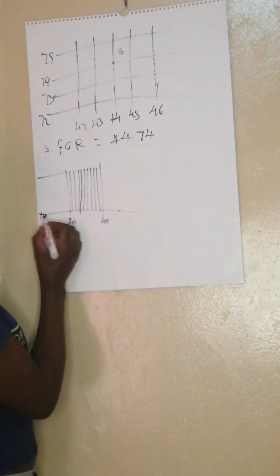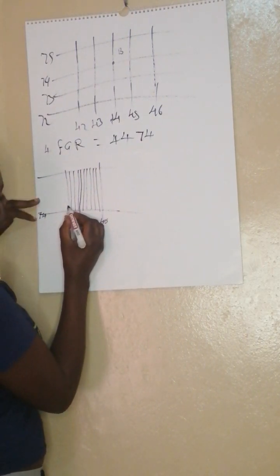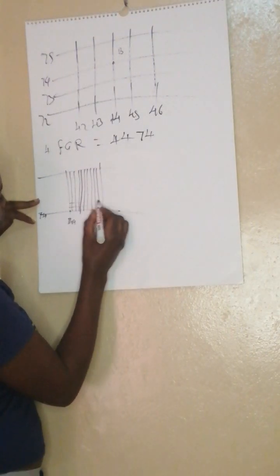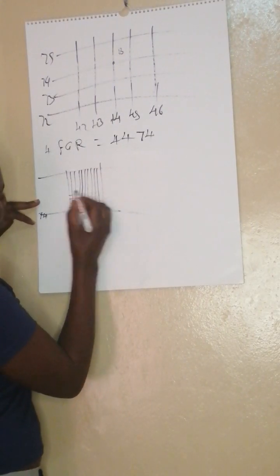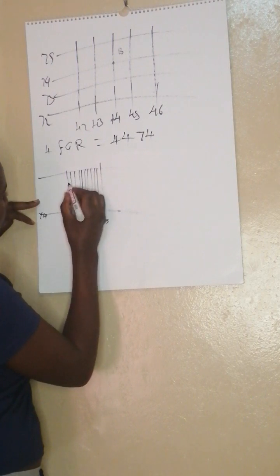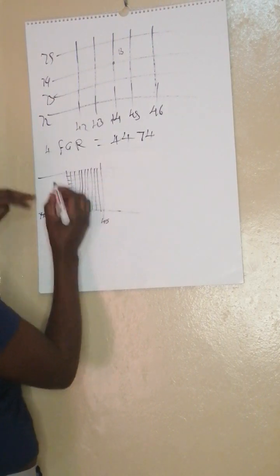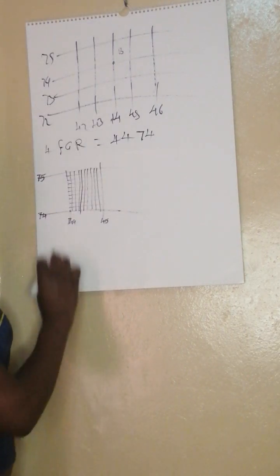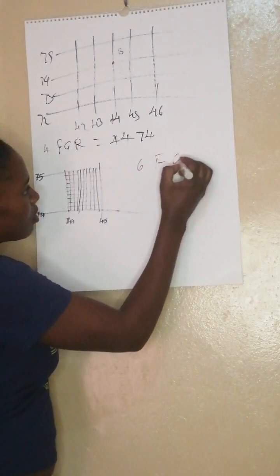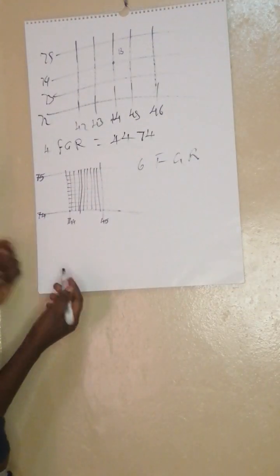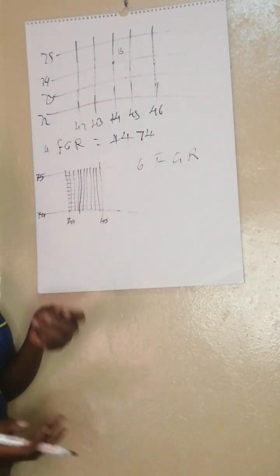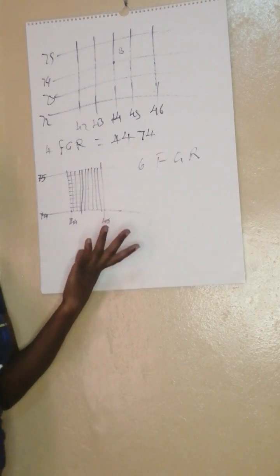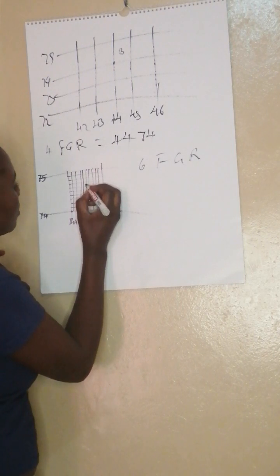Then we do the same with the horizontal lines. From 74, we'll have 74.1, 74.2, 74.3, 74.4, 74.5, 74.6, 74.7, 74.8, 74.9. Then it takes us to 75. So to give a 6-figure grid reference, let's say we didn't start with the 4-figure grid reference. We just go straight to finding the 6-figure grid reference. Let's say point B is here.